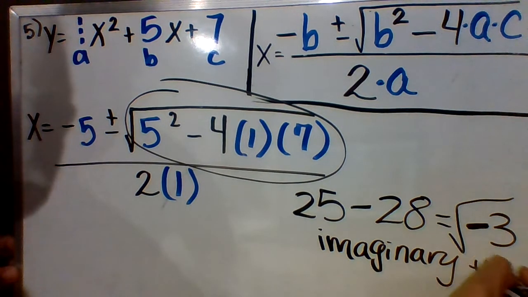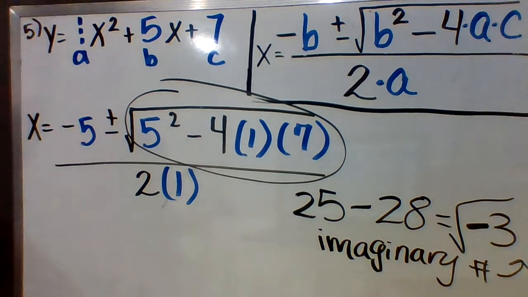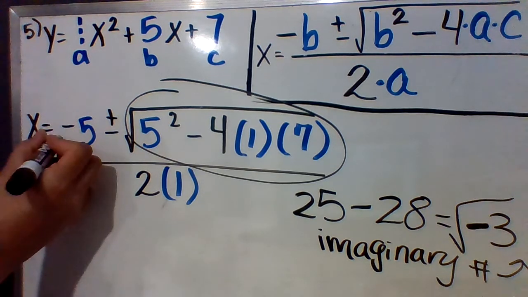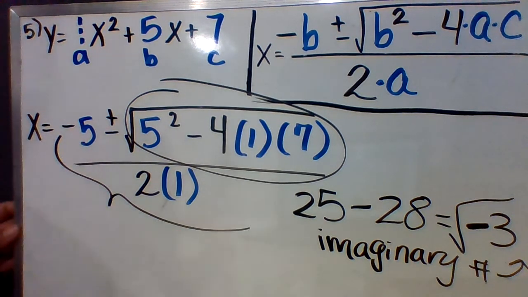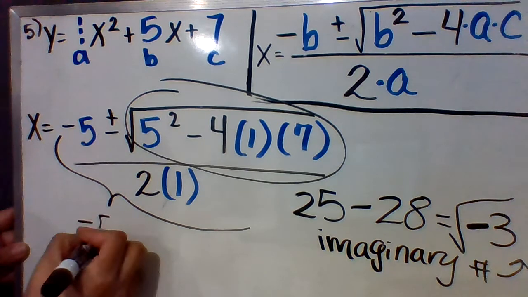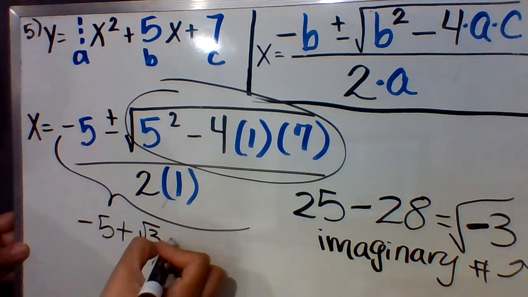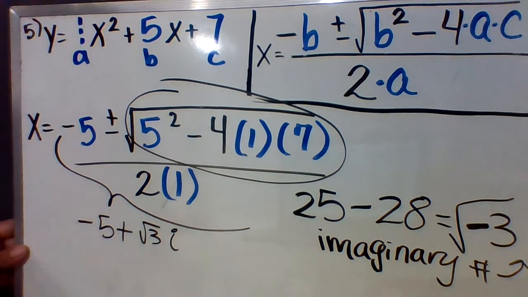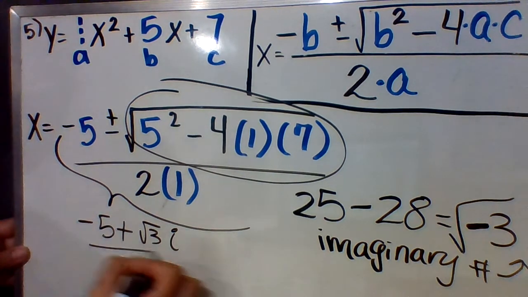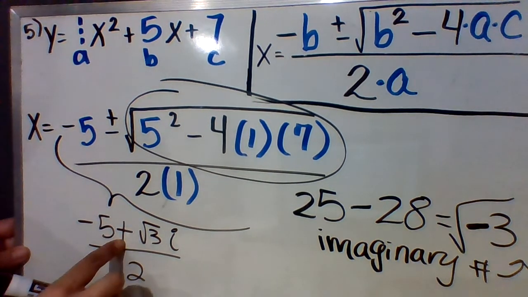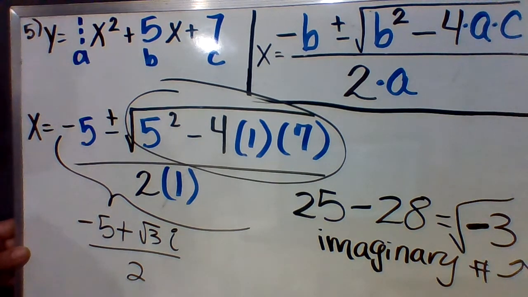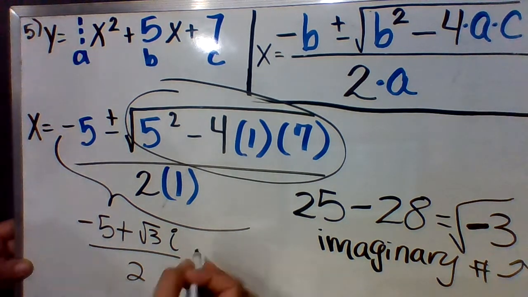It's an imaginary number. So we're pretty much done. We're like stuck. There is no answer for this. But I'm going to go ahead and just write the imaginary answer. It would look like this. Negative 5 plus the square root of 3i, and i stands for imaginary, all over 2. That's the positive answer, because remember, we have 2 answers. I'm skipping a step. I'm just going straight to the answers.